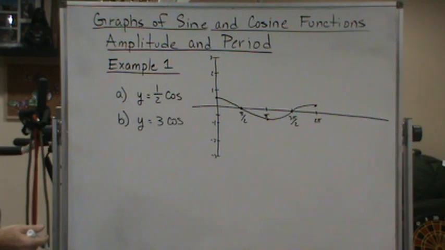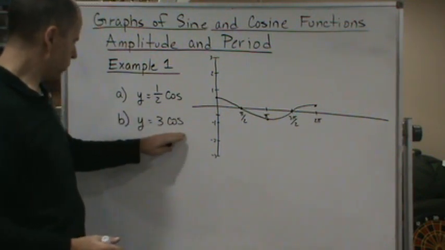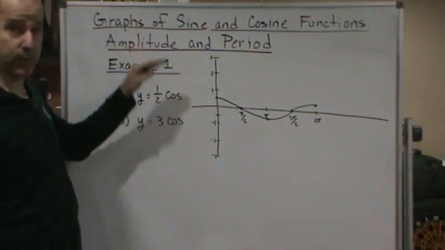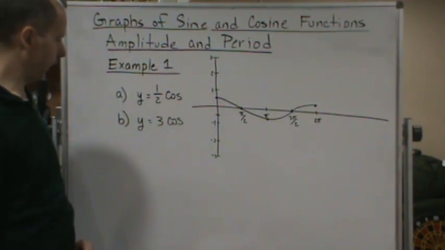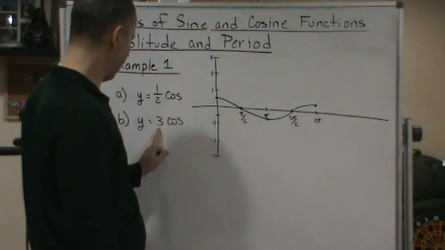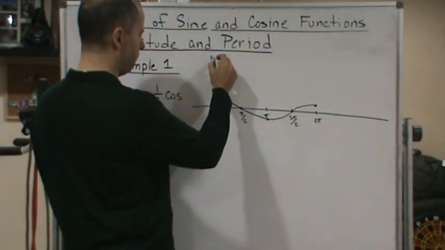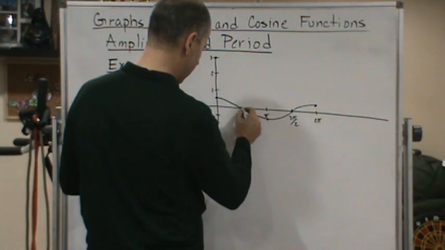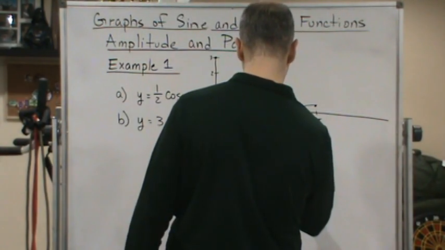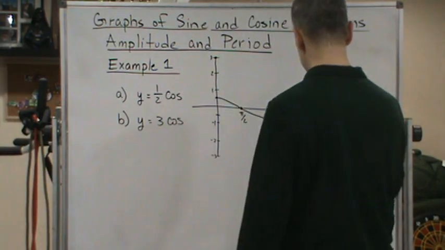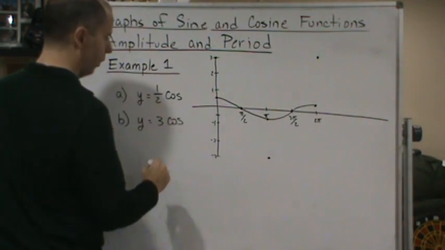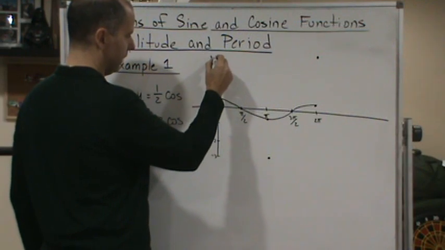Now if I graph this one, notice that the amplitude here is 3, so it's going to bounce between 3 and negative 3. Again, it starts way up here at 3, then drops down to 0, then down to negative 3, then back up to 0, and then back up to 3. If I sketch that, it's going to look like this.